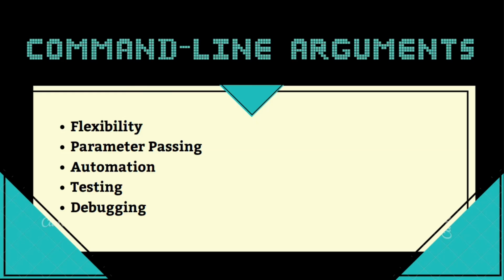Automation. Command line arguments enable automation of tasks by allowing users to specify options and settings when launching a program. This is particularly useful in scripting and batch processing scenarios. Testing. Command line arguments facilitate testing of different scenarios and configurations without the need to recompile the program for every test case. Debugging. Command line arguments can be used for debugging purposes by passing specific values or flags to trigger debugging modes or to output additional diagnostic information.